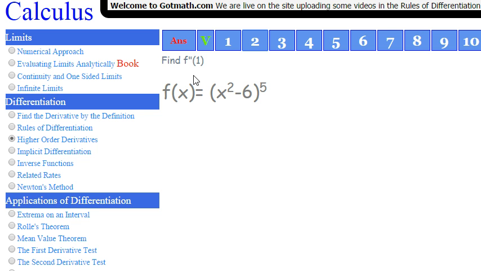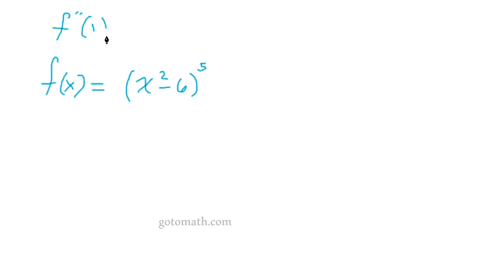In other words, find the second derivative and then evaluate it when x is 1. That's what that says. We have f of x equal to x squared minus 6, quantity raised to the 5th power. So let's move over to the whiteboard and write that down. So we have f of x is equal to, in parentheses, x squared minus 6, and it's all raised to the 5th power. And we want to find f double prime of 1.